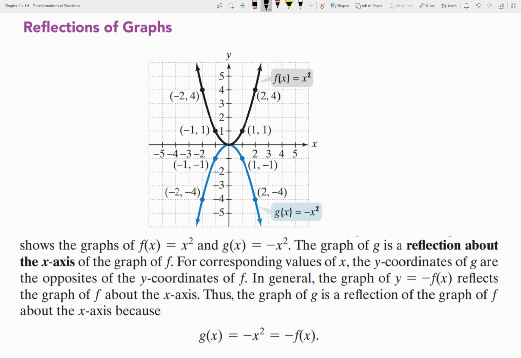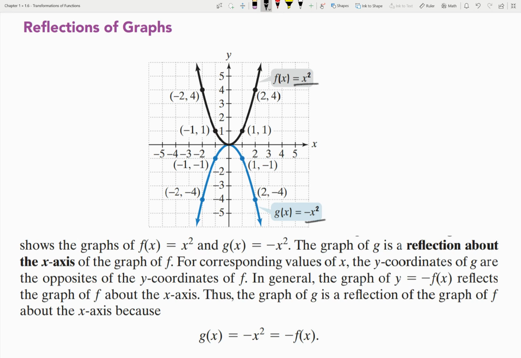Next comes reflections. If you look at the black graph and the blue graph, you can see that they look exactly the same, only one goes up and one goes down. This shows that they are reflections of each other. And notice their formulas. One is x squared, one is negative x squared. Okay. And these are reflections around the x-axis.